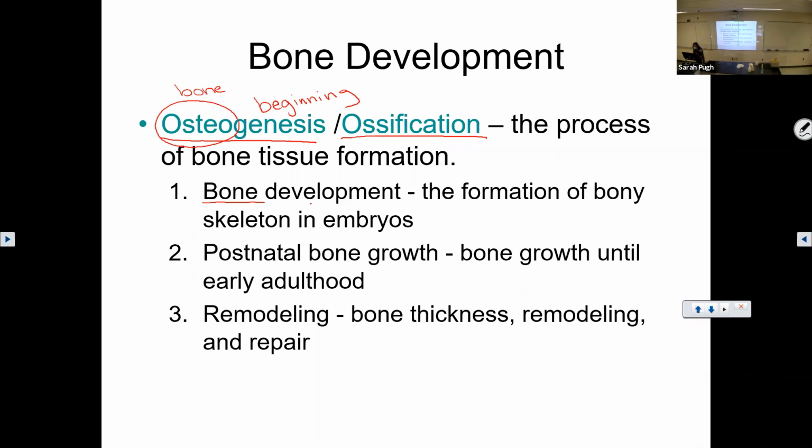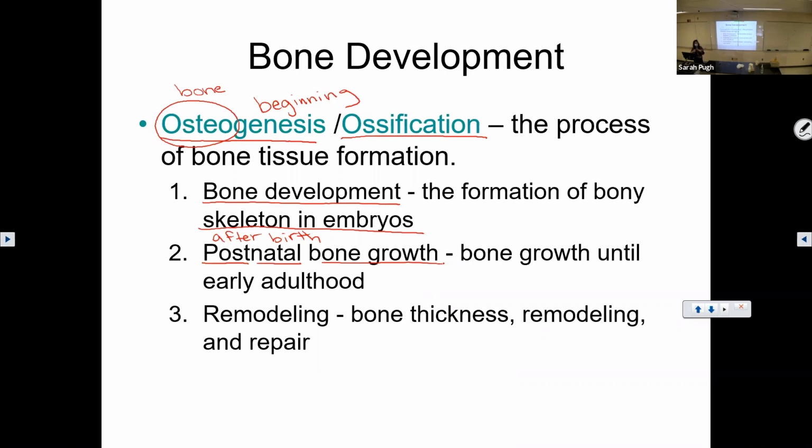The first is how your bones form to begin with in an embryo. Okay, so Juliana mentioned this. So this is the formation of the skeleton in an embryo. The second developmental aspect that we'll talk about is postnatal bone growth. Post means after. Natal means birth. So this is literally how your bones grow after you're born, from infancy up until early adulthood.